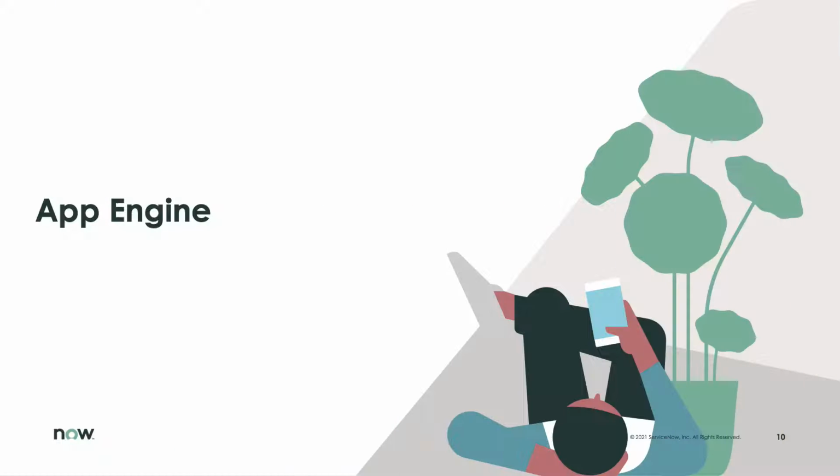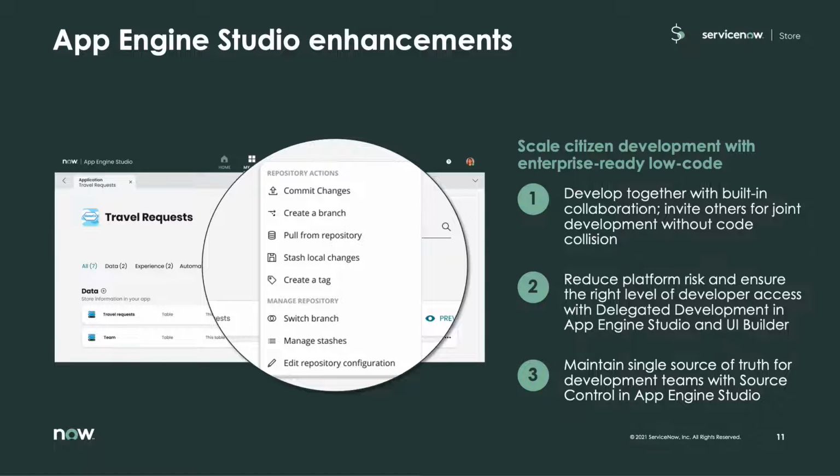It's new. It's out as of July 22nd, as I mentioned. Early access or early availability started. You can upgrade your PDIs to that. And the first thing I want to start with is our latest App Engine updates. And we'll start with App Engine Studio.